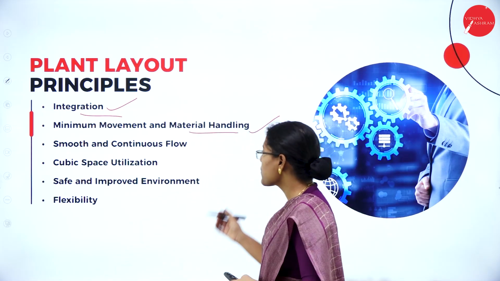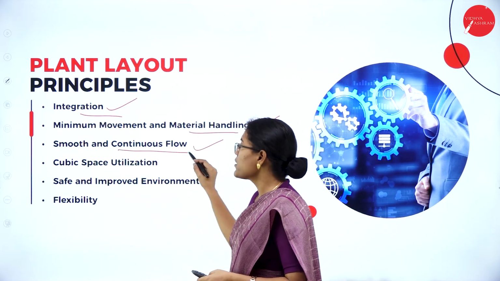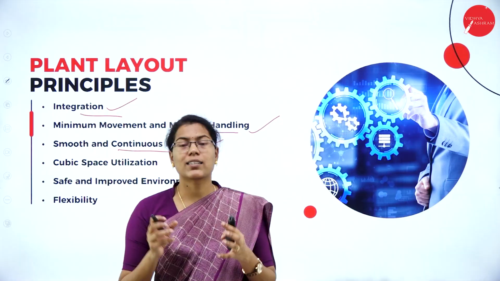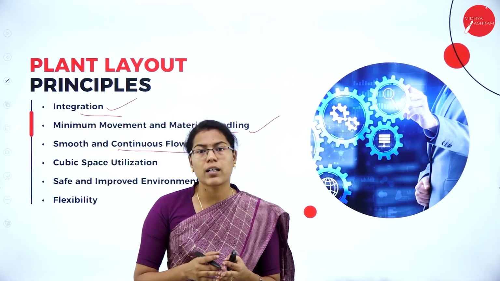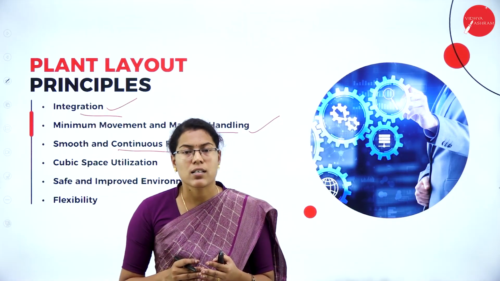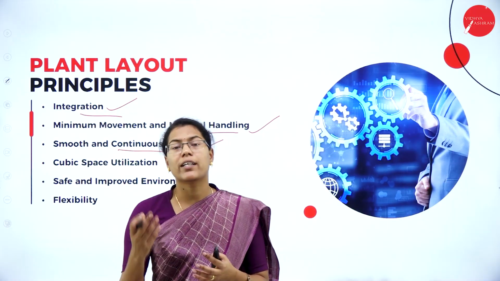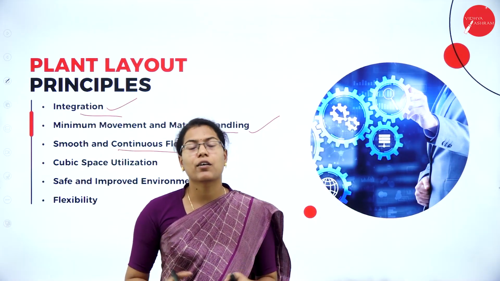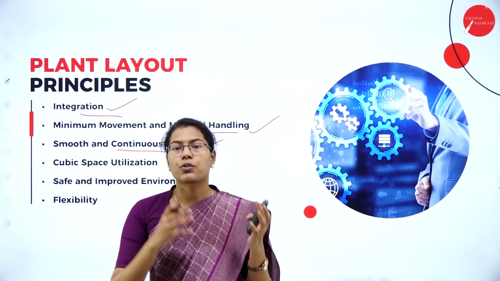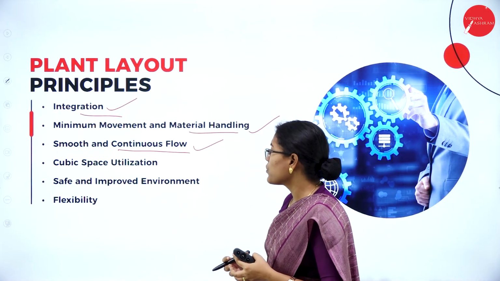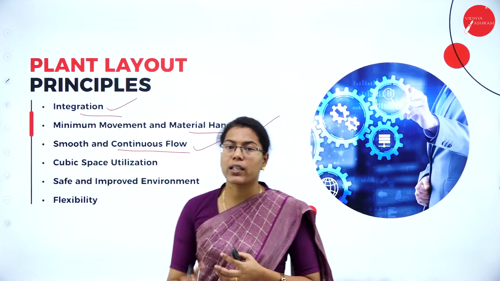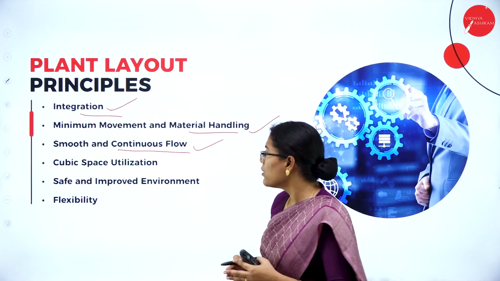Next is smooth and continuous flow. This principle stresses that all the things should be arranged in such a way that in the production process, no process is disturbed or interrupted. Without any kind of bottlenecks, the production should happen continuously. That is possible with proper organization of resources and the process.